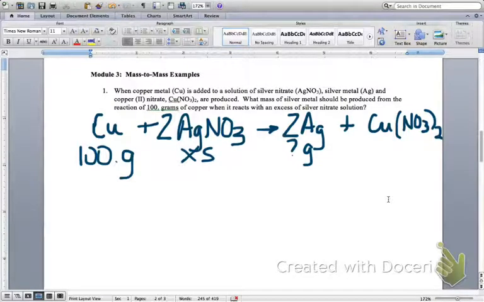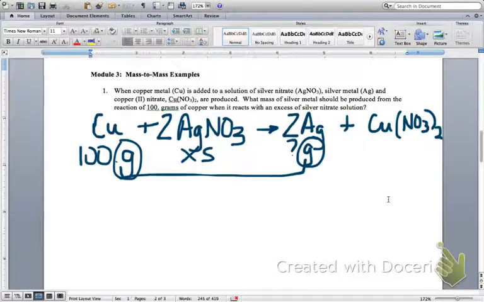All that means is we've got an unlimited supply of the silver nitrate, the AgNO3. We've got as much as we need, but we've only got 100 grams of the copper. And once I use up that 100 grams, all my copper is gone, and the reaction is going to stop. Okay? So this is an example of what we call mass-to-mass stoichiometry, because the unit that I'm given is grams, and the unit that I'm solving for is grams.